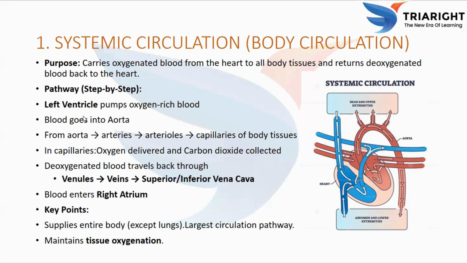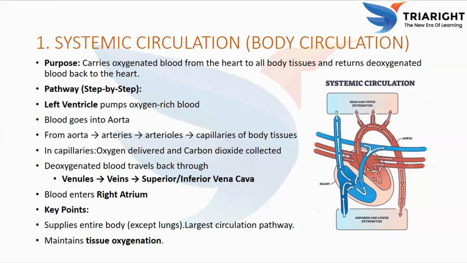The left ventricle pumps oxygen-rich blood into the aorta, which is the largest artery, and then from the aorta to arteries, arterioles, and the capillaries of the body tissues. Blood travels through arteries and smaller arterioles to reach the capillaries in the body tissues. In capillaries, oxygen is delivered to the cells and carbon dioxide is collected from them.